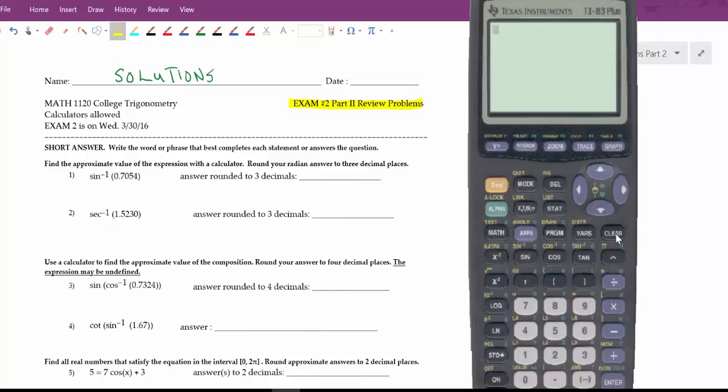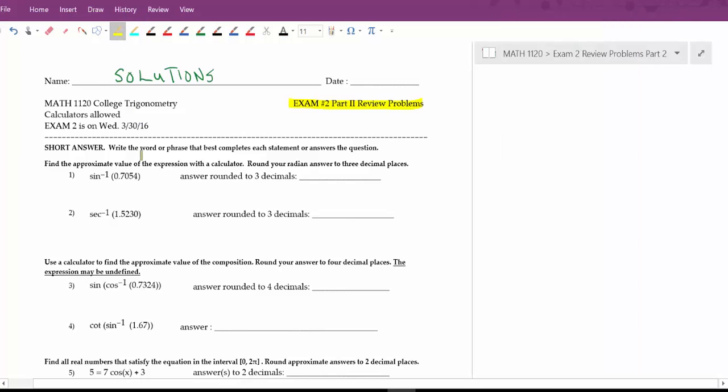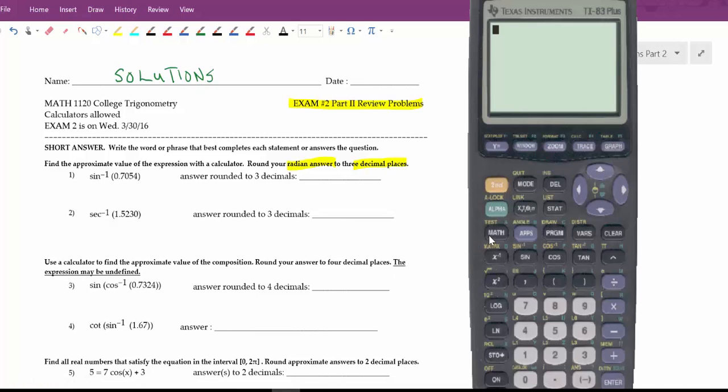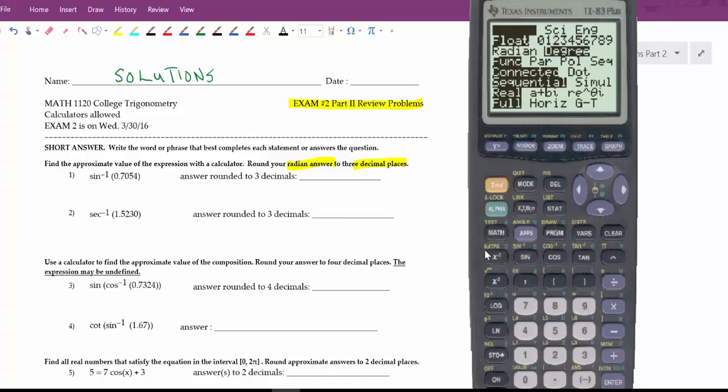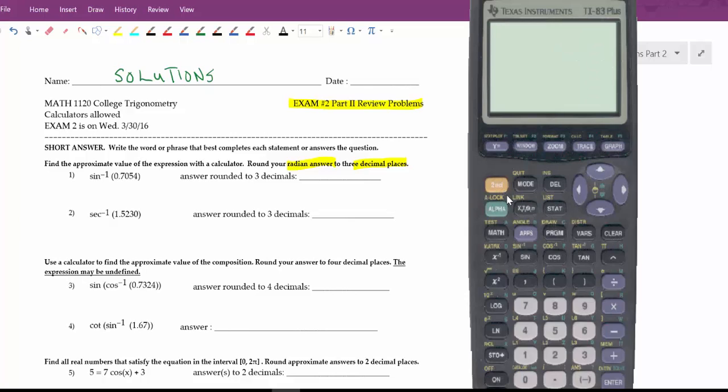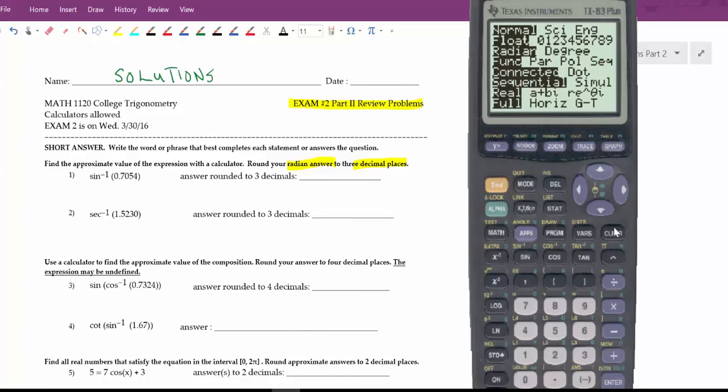So what we're doing is an inverse sine on this, and if you read the directions of the problem, it says find the radian answer to three decimal places like that. So that's going to tell you that you need to give me a radian answer to the problem. So the first thing we're going to do is put ourselves in radian mode, and then we're going to put in the inverse sine. So we go second. I'm going to clear this off. Okay, we're in the right mode, radian mode.